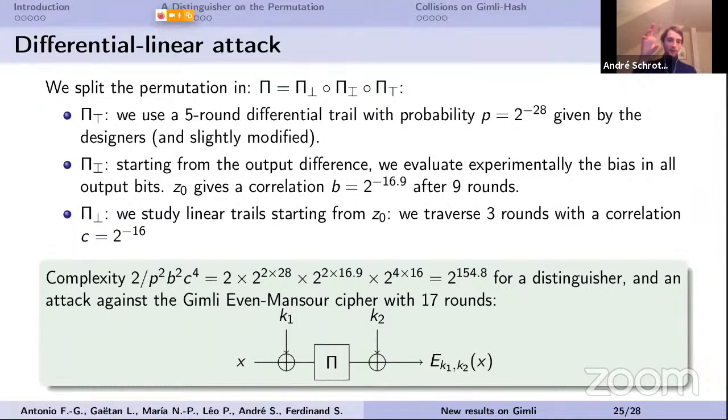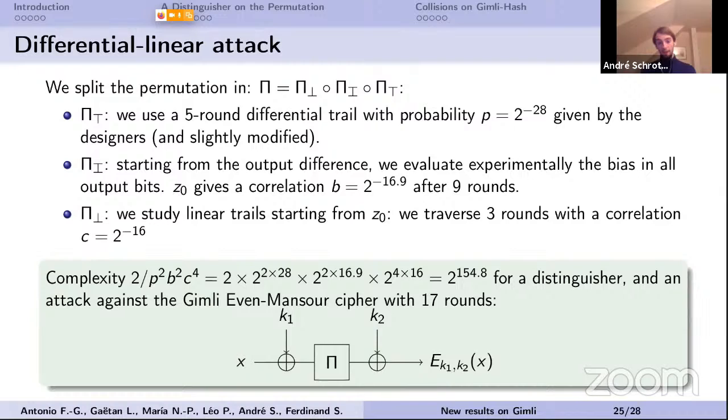In the first 5 rounds, we use a differential trail which has a rather high probability. This was given already by the designers. In the middle, we suppose that the initial differential trail is met, and we evaluate experimentally the bias. If you take a pair with this difference, we evaluate experimentally the bias in all output bits. And we find that there is one of them, Z0 in some column, that gives a rather high correlation. This is an experimental part, and this part traverses 9 rounds.